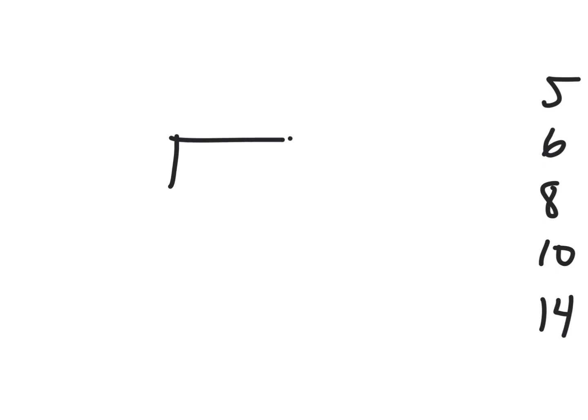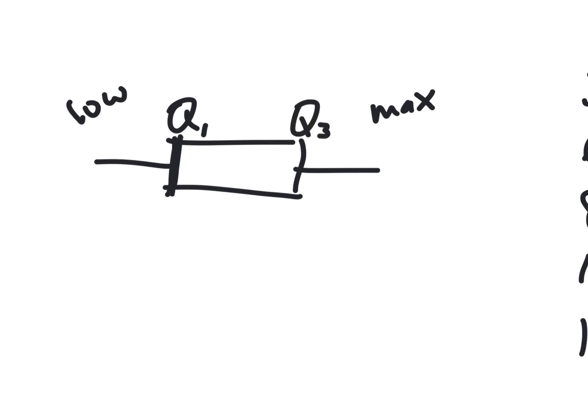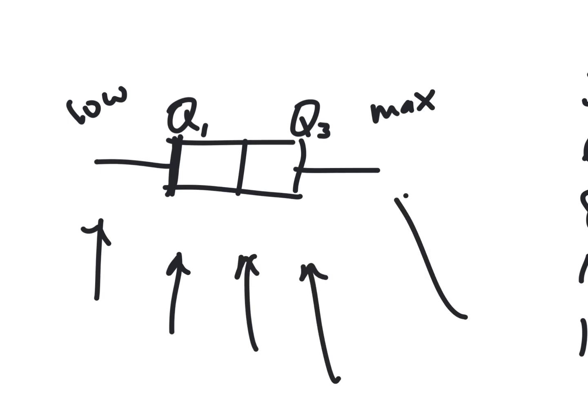Now I want you to recreate a box plot. We did this the other day. The lowest number goes here, aka the minimum. The max goes on the end of the whisker. This is called Q1. This is called Q3. And the line in the middle, that's the median. Okay, so identify all 5 numbers from our list and put them in.